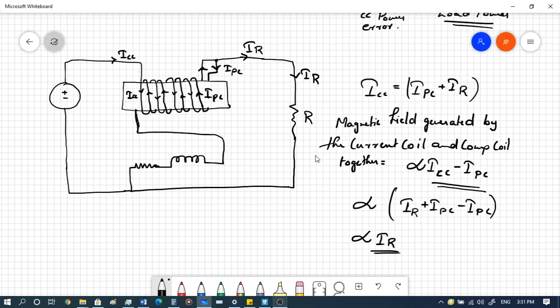So this is how we compensate the extra current that is there in ICC by using a compensating winding along with the current coil.